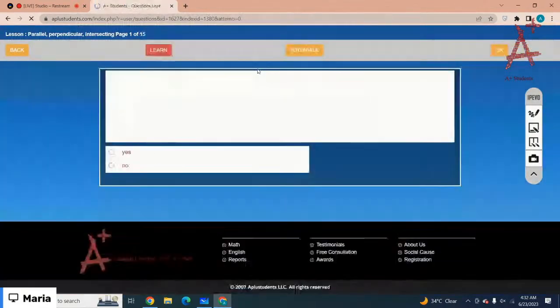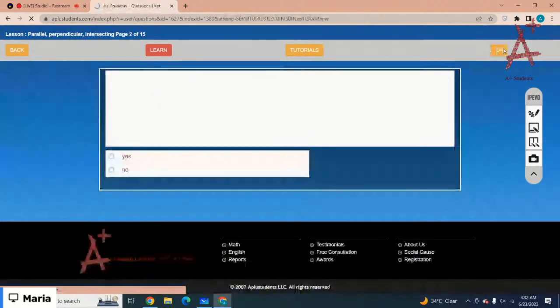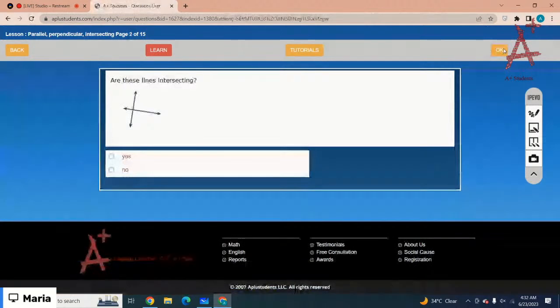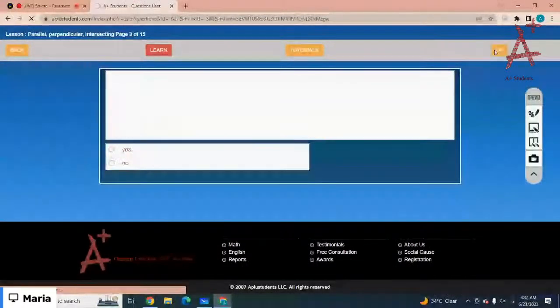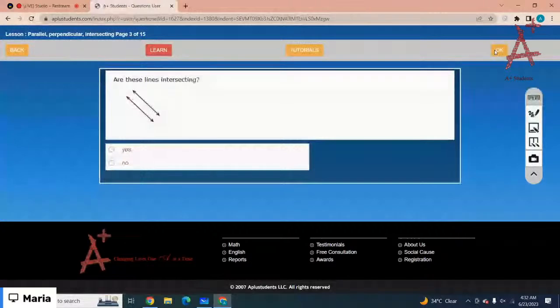Let's just start with the test questions. Okay, are these lines parallel? Which is the correct option? No, they are intersecting. Got it? Are these lines intersecting? Yes, they are intersecting. Are these lines intersecting? No, they are parallel. Parallel lines never intersect each other. Got it?